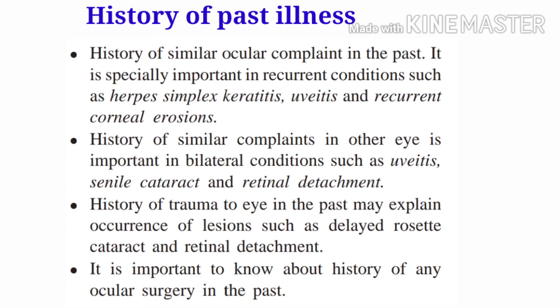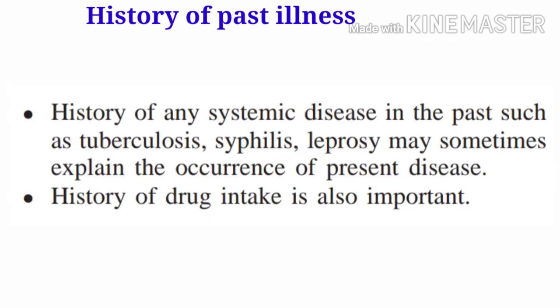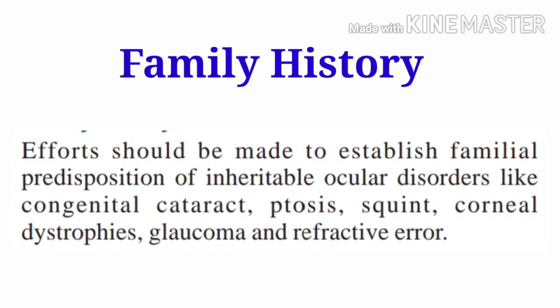It is important to know about the history of any ocular surgery in the past. History of any systemic disease in the past such as tuberculosis, syphilis, leprosy may sometimes explain the occurrence of the present disease. History of drug intake is also important. Next point is the family history. Efforts should be made to establish the familial predisposition of inheritable ocular disorders like congenital cataract, squint, corneal dystrophies, glaucoma, and refractive error.